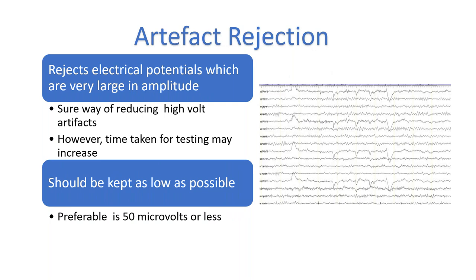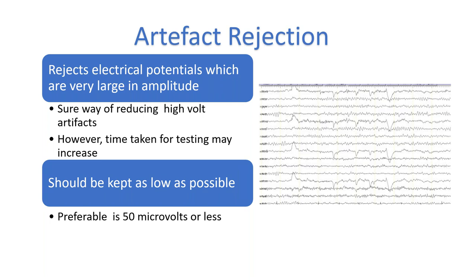Then the most important one we have is artifact rejection. It rejects electrical potentials which are very large in amplitude. Here we have to set a level: up to a certain number of microvolts I want to record and average, and if the response is beyond that many microvolts I want to reject it. If you do that, that would be the best way to cancel all the artifacts. But we have one problem: how do we really set this artifact level? Most often we say that for ABR, keep the artifact rejection limit around 25 microvolts, and for cortical evoked potentials, generally around 50 microvolts. But we all know that our cortical evoked potentials really do not have an amplitude of 50 microvolts. They are still in the order of 2-3 microvolts.